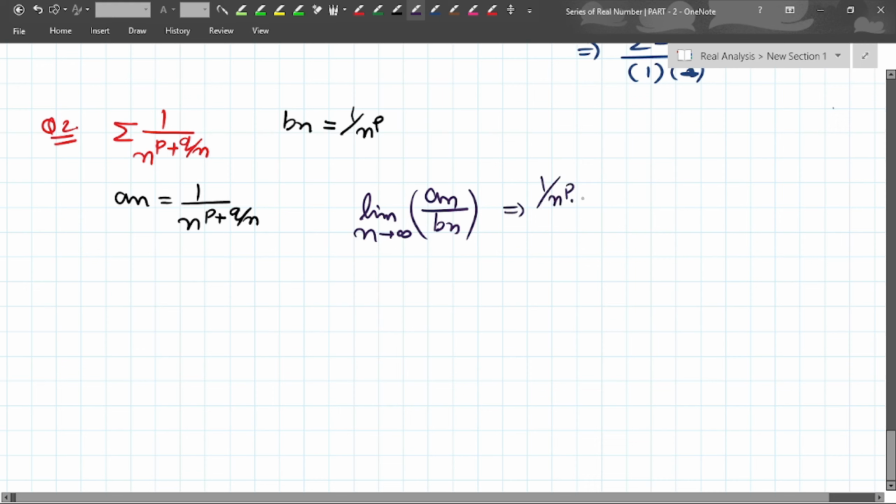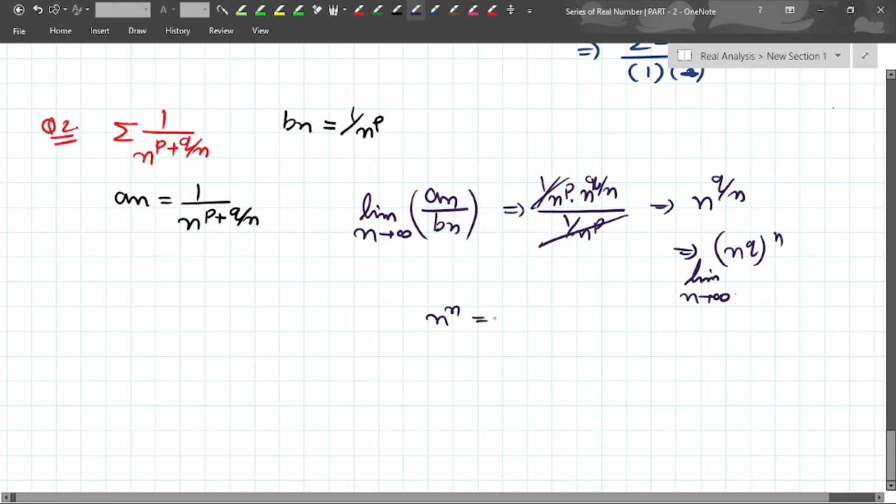1 upon n power p into n power q by n divided by 1 upon n power p. This will cancel, so it is n power q by n, which is nothing but n power q power 1 by n. If limit n tending to infinity, you know that n power 1 by n will be 1. So it is not equal to 0, not equal to infinity. Now this will be convergent.